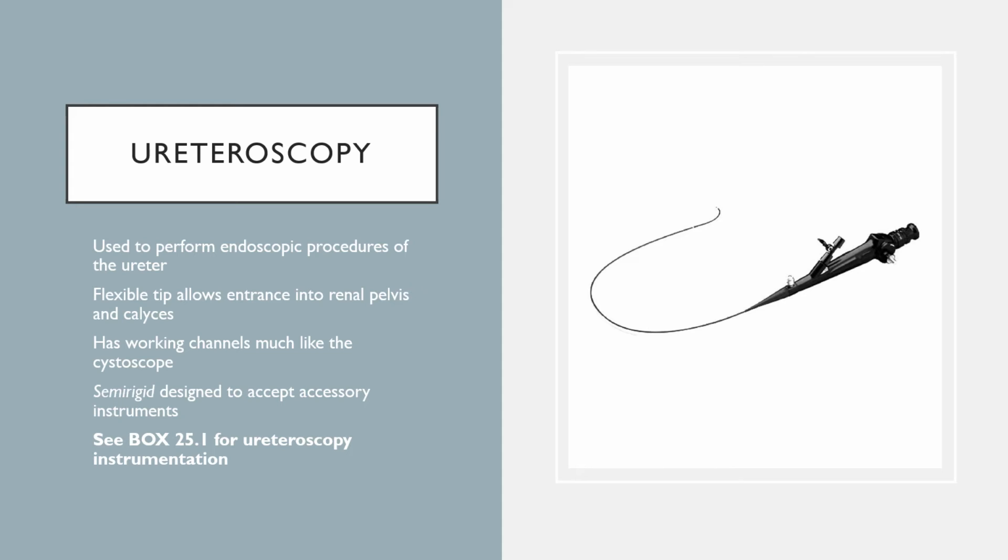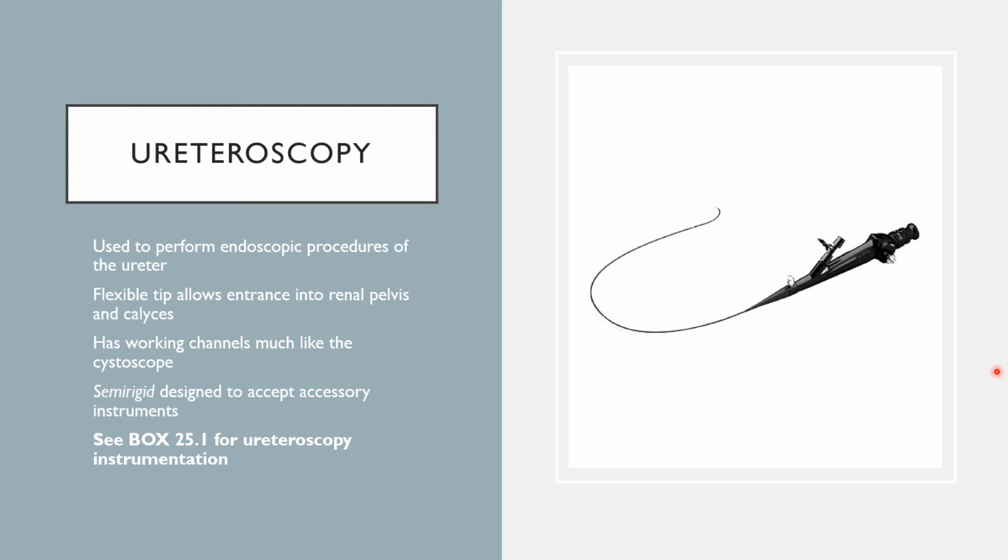All right. Over here, this is an image of a ureteroscope used for ureteroscopy. It's used to perform endoscopic procedures of the ureter. The flexible tip allows entrance into the renal pelvis and those calyces. It does have working channels, much like the cystoscope, which we can see here, where we can feed instruments through if need be. There is a semi-rigid design as well that's designed to accept accessory instruments as well.